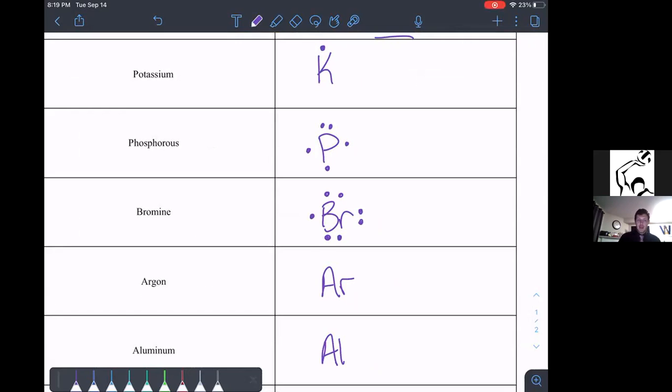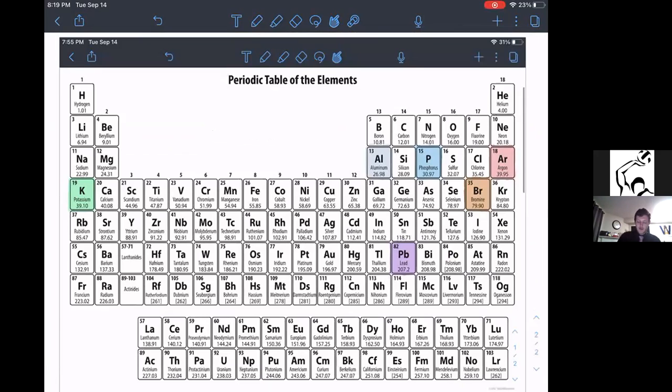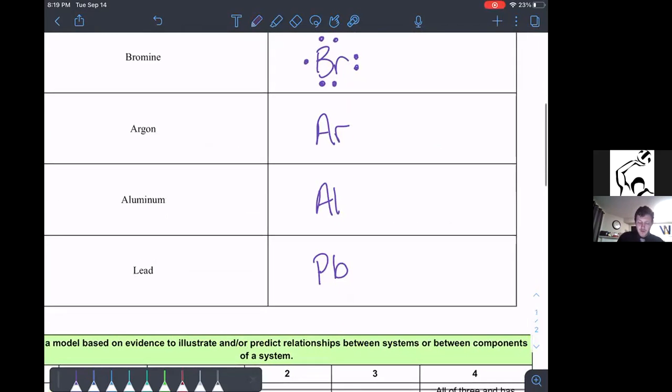And then we go to argon. Argon is in row 3. We count across row 3. 1, 2, 3, 4, 5, 6, 7, 8. Argon is in that last column. If you remember in the lab, it told us it was the noble gases. So argon's in the noble gas column, the last column. So it gets 8 valence electrons. 1, 2, 3, 4, 5, 6, 7, and 8.